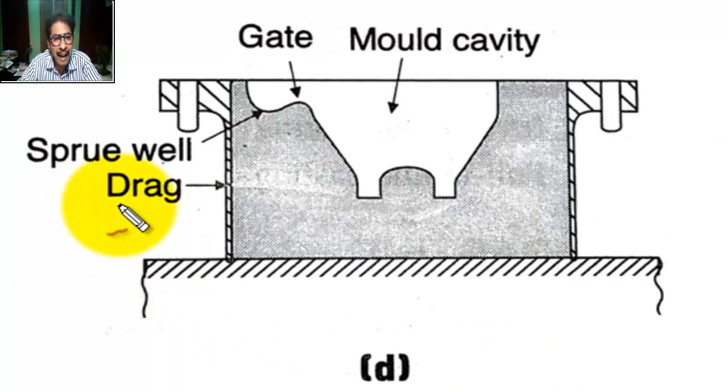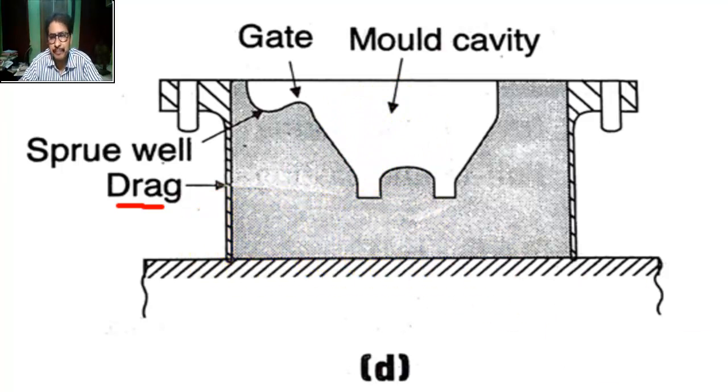Turn the drag 180 degree. Remove the pattern carefully so as not to damage the molding cavity. This is mold cavity. This is the gate through which the molten metal can flow into the mold cavity.